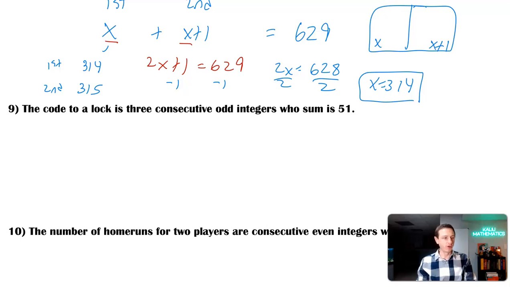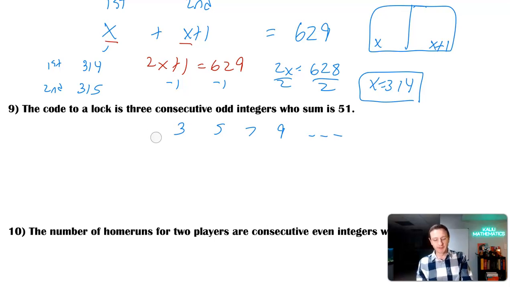Number 9 says the code to a lock is 3 consecutive odd integers whose sum is 51. Three consecutive odd integers. So let's think about what odd integers are. Odd integers are 1, 3, 5, 7, 9, and so on. We're trying to create a sequence of 3 consecutive odds, and if we add those 3 consecutive odds together, they total 51.